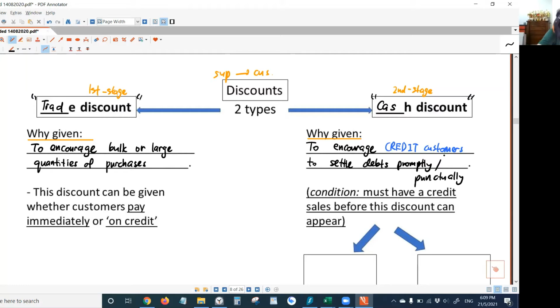What does the term credit customers mean? Customers who owe us money. Why do they owe us money? Because they must have bought goods on credit from us earlier. If they settle the debt promptly within the agreed period, maybe you allow them 2 weeks to settle the debt. If they settle within 2 weeks, then you can give them cash discount. If beyond 2 weeks, then no cash discount. So this is cash discount.